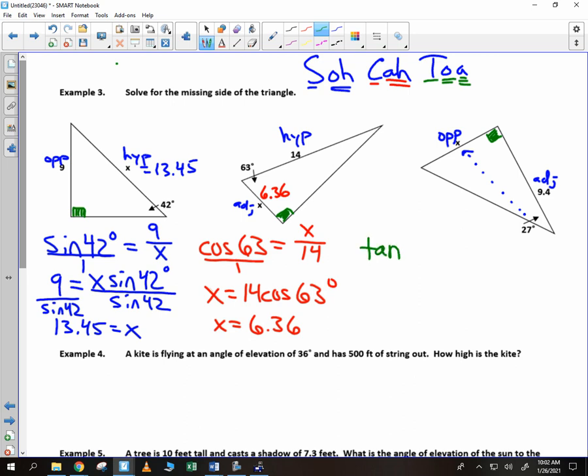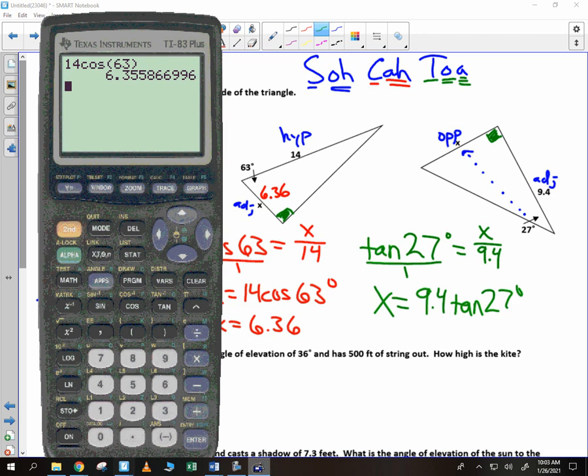The tangent of 27 degrees is equal to the opposite. In this case, it is x divided by the adjacent, 9.4. Again, I'll write it over 1. We'll cross multiply. X times 1 is x. We have 9.4 times the tangent of 27, which gives .79.